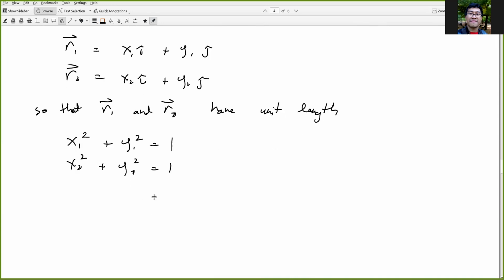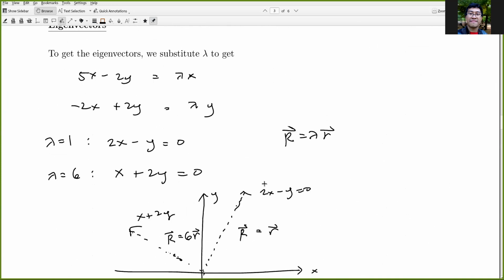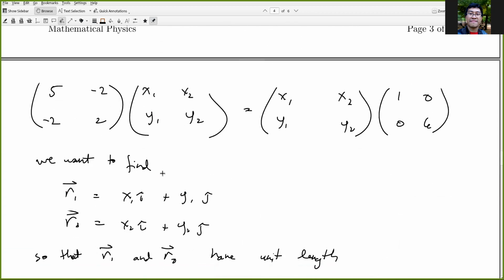And from here, if we use 2x1 minus y1 equals 0 and x2 plus 2y2 equals 0, if you want to know where this came from, that would be our equations here. But we replace x by x1, y by y1, and here we have x2, y2.